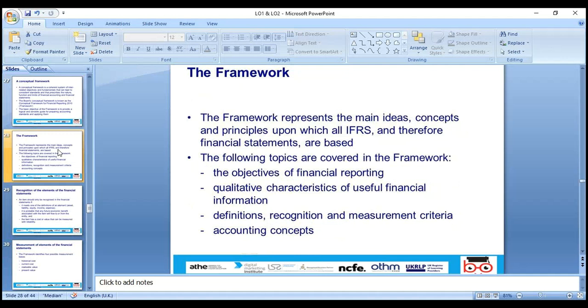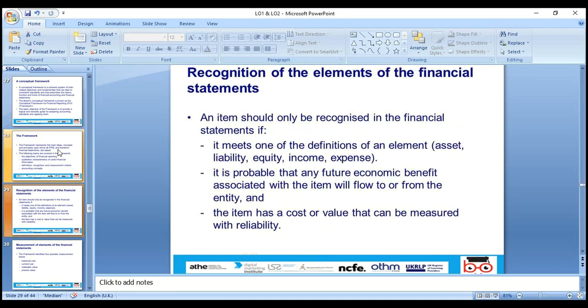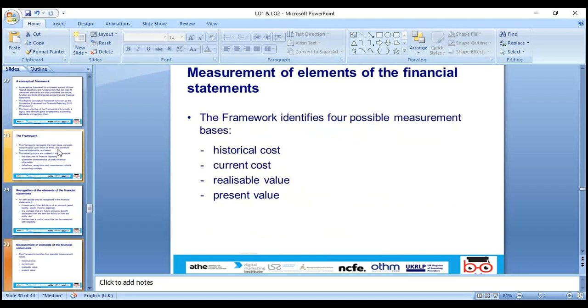So the following topics are covered under the qualitative characteristics, definition, recognition, accounting concepts, which will further go through recognition of elements of the financial statements, like we discussed about assets, liabilities, equities, and all, which we explained. Historical cost. So measurement of elements in the financial statements: the framework identifies possible measurement bases, historical cost. So financial statements can be based on historical cost, like the balance sheet is always based on historical cost. Current cost: some companies can base the balance sheet on current cost.